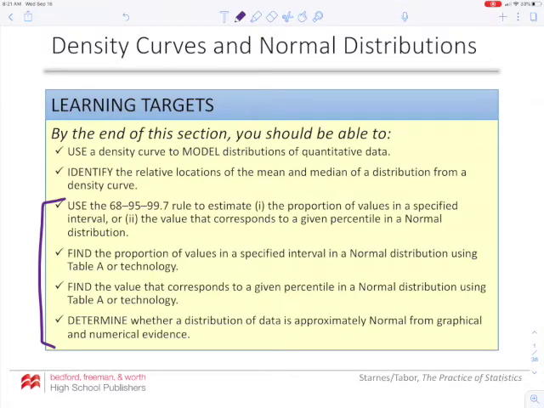Alright, to round out chapter 2, we're going to be talking about the 68, 95, 99.7% rule to estimate the proportion of values in a specified interval, or the value that corresponds to a given percentile. We'll then also find the proportion of values in a specified interval, find the value that corresponds to a given percentile, and determine whether a distribution of data is approximately normal.